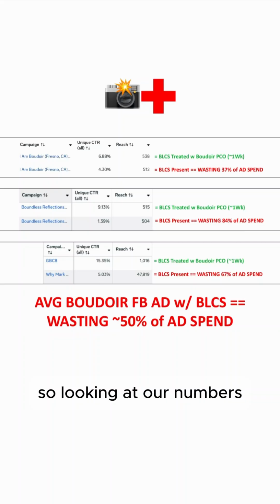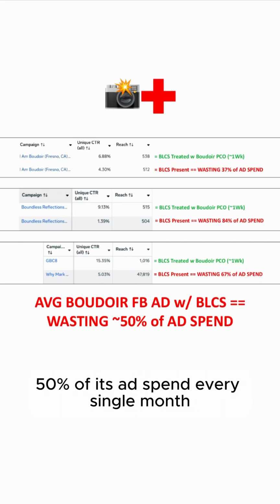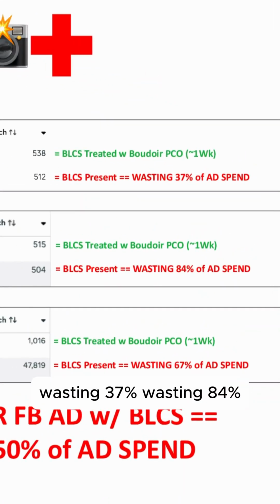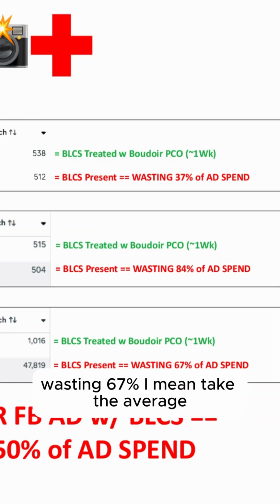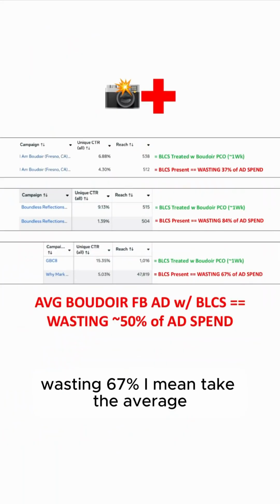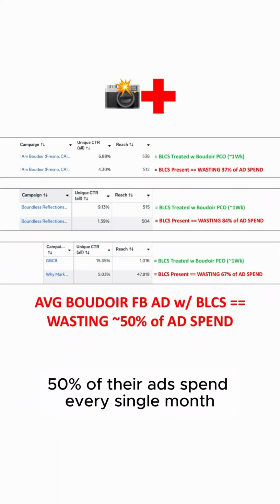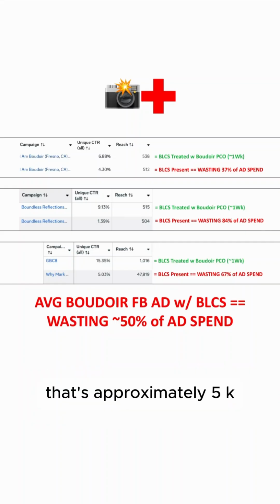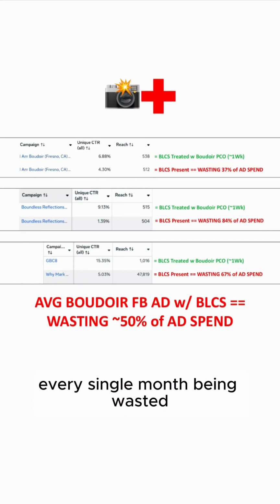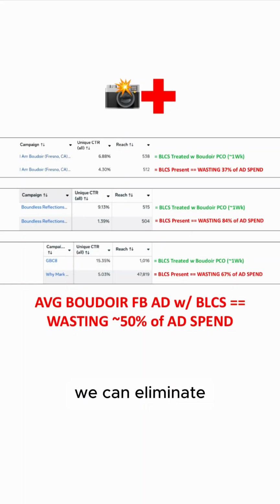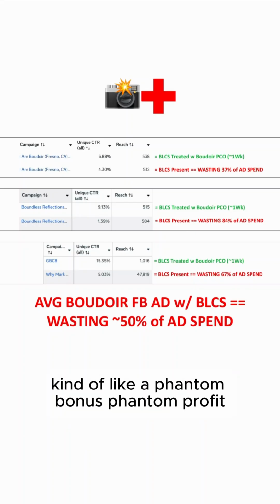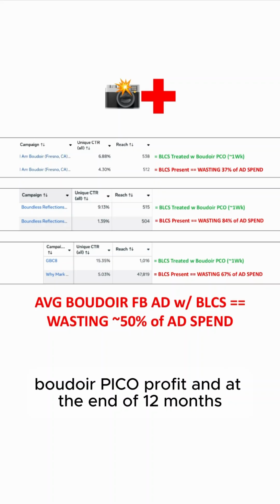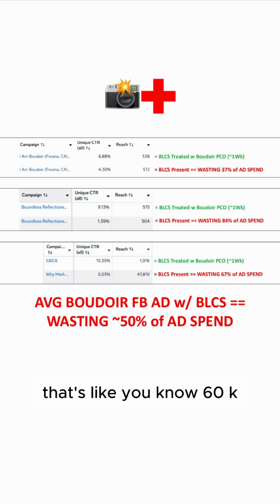So looking at our numbers, the average Boudoir Facebook ad with BLCS is wasting about 50% of its ad spend every single month. So look at these numbers here, wasting 37%, wasting 84%, wasting 67%. Take the average, they're wasting approximately 50% of their ad spend every single month. So if they're spending 10 grand a month on Boudoir Facebook ads, that's approximately 5K every single month being wasted. We can eliminate, put back in the Boudoir photographer's pocket, and kind of like a phantom bonus, phantom profit, Boudoir Pico profit. And at the end of 12 months, that's like 60K.